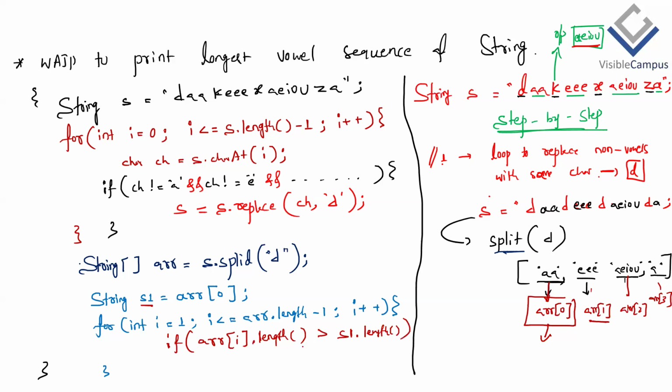So if it is greater, what are we supposed to do? Swap it, correct or not? So how to swap it? The ARR of i element has to be assigned to the variable S1. That's it. Then each time S1 will have the new or greatest element only. Then finally, outside the for loop, what do we have to print? System.out.println, print S1, which is going to give AEIO as the output for this input.